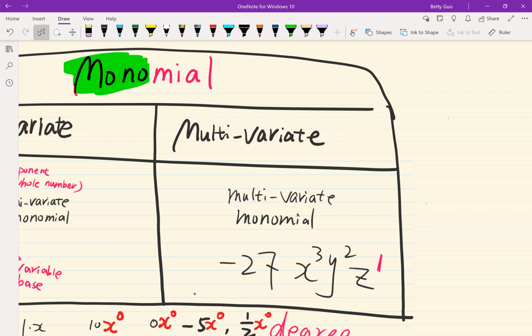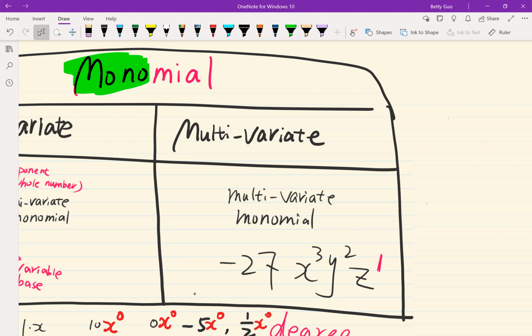On each variable base, there is an exponent. Sorry, exponent is more accurate here. The exponent on the shoulder of x is 3, right? 3 is a whole number. The exponent on the shoulder of y is 2. 2 is a whole number. The exponent on the shoulder of z is 1. 1 is a whole number. So it satisfies the conditions of a univariate monomial, right? The only difference is this one has more than one variable.